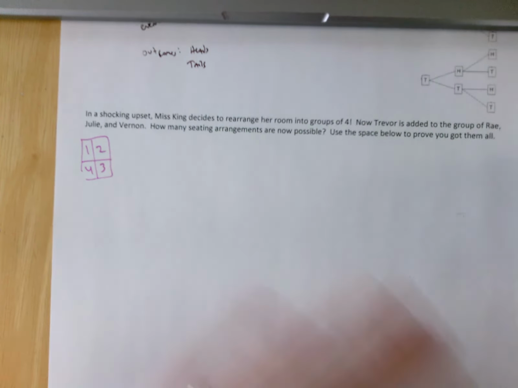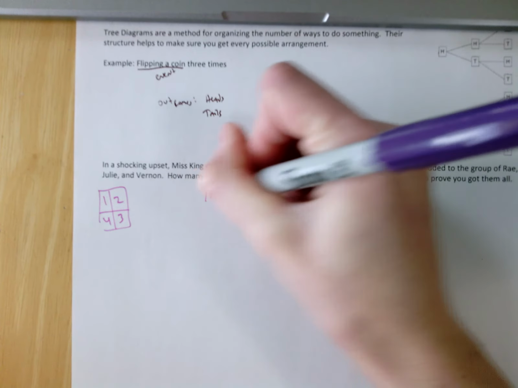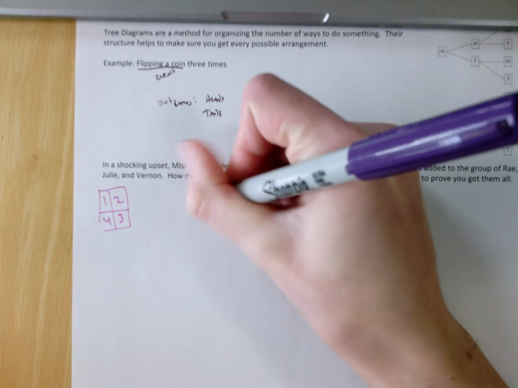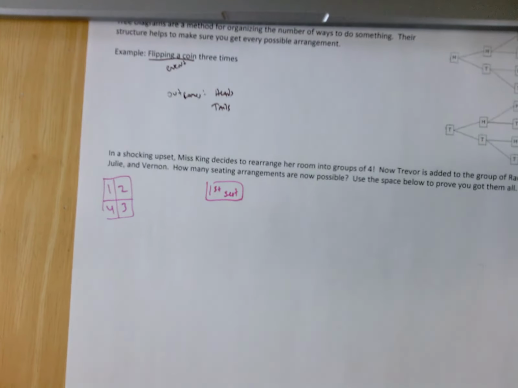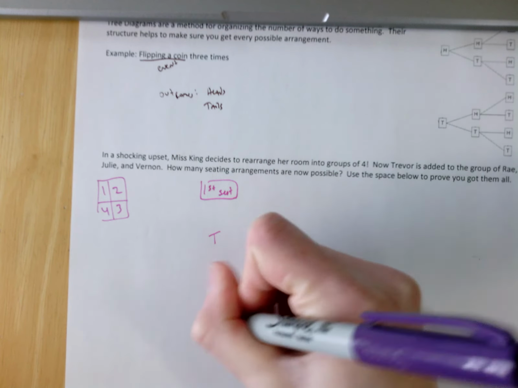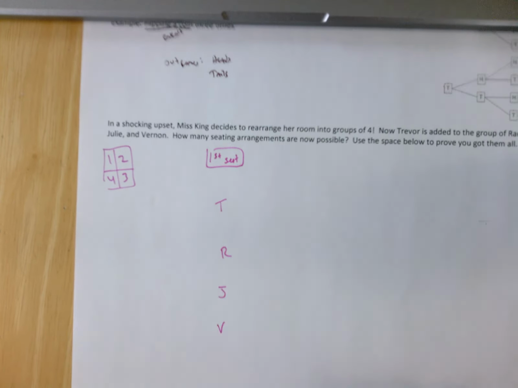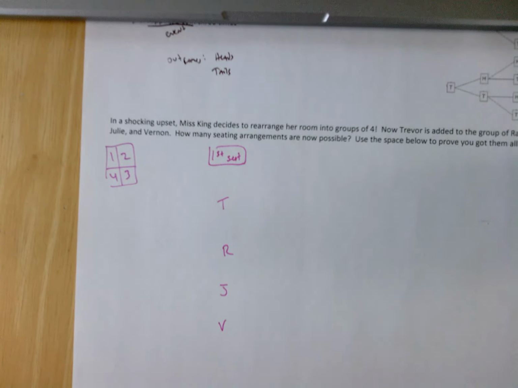Okay. So the first thing, just like here, I was looking at my first toss and I listed out all the possible things that could happen. Well, now I'm going to look at my first seat and I'm going to look at the possible choices. Well, I could pick Trevor, who I'll abbreviate T, or I could pick Ray, or I could pick Julie, or I could pick Vernon. Okay, so I'm just abbreviating their names. So that's my first seat, okay?